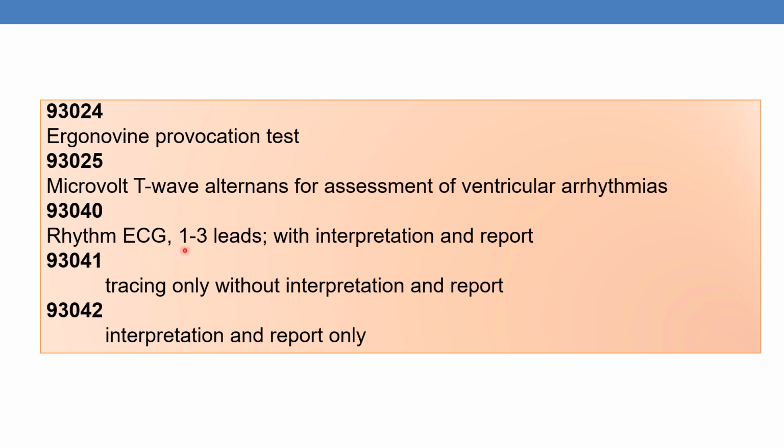Rhythm ECG, 1 to 3 leads with interpretation and report. Previously it was at least 12 leads. Now it is rhythm ECG 93040. Whenever a rhythm ECG of 1 to 3 leads is done with interpretation and report, you need to report 93040. When only tracing is done for rhythm ECG 1 to 3 leads without interpretation and report, you need to report 93041. And when only interpretation and report is done for rhythm ECG 1 to 3 leads, you need to report 93042.